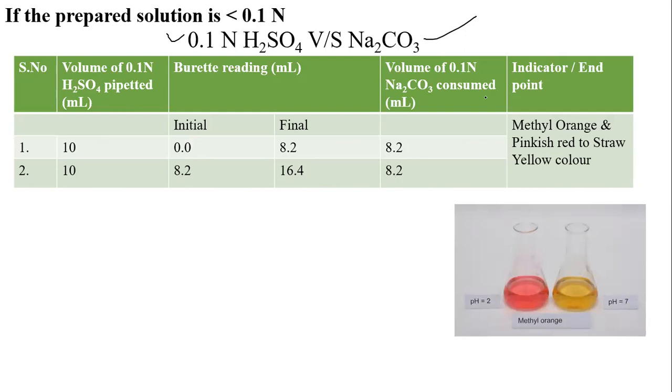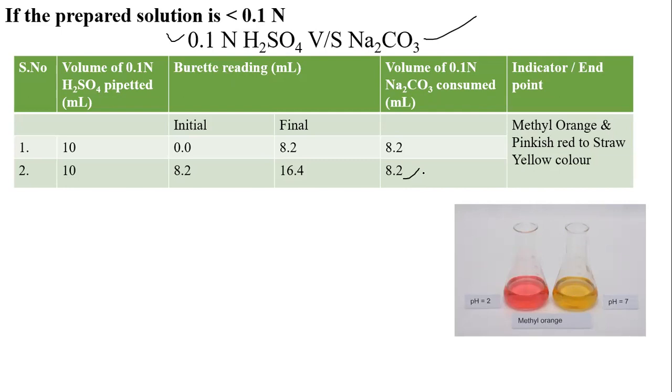In this titration, we have to be careful to use methyl orange indicator, and the endpoint will be from pinkish red to straw yellow color. Naturally, we are using acid versus base, so we have to go for methyl orange only. The methyl orange indicator is very important. When we add the indicator to our 0.1 normal H2SO4, it will show this pinkish red color. When we titrate it against sodium carbonate, it will turn into straw yellow, or pale yellow color. So now we get the concordant value of 8.2.